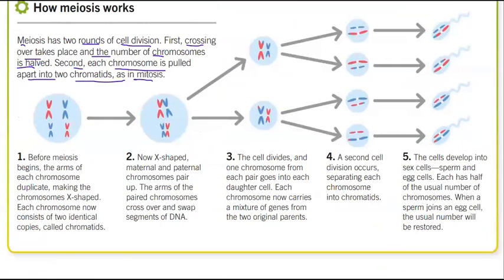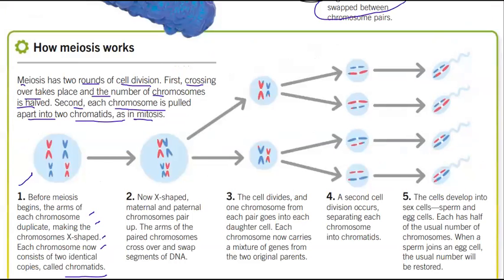The first thing is, before meiosis begins, the arms of each chromosome duplicate, making the chromosomes X-shaped, and each chromosome now consists of two identical copies called chromatids. Next, the second thing is that the X-shaped maternal and paternal chromosomes pair up. The arms of paired chromosomes cross over and swap segments of DNA.